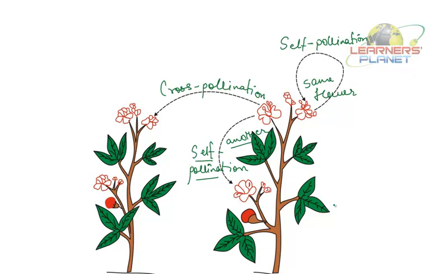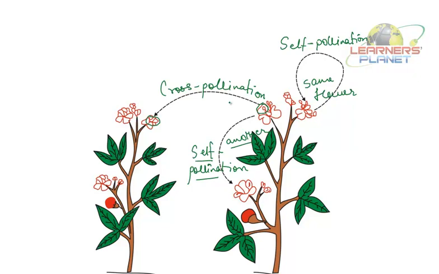Whereas when the pollen grains from the anther of a flower on one plant, assume that this is the anther of a flower, are transferred to the stigma of another flower on another similar plant, it is called cross-pollination. So how does this pollination occur? Insects help in cross-pollination. Wind helps in cross-pollination. Water helps in cross-pollination. On the same flower, self-pollination occurs, and it is easier than the process of cross-pollination.